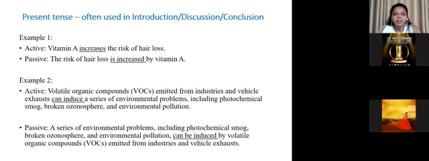Now what do you think, especially in a sentence like this? Is it okay to use both, or do you specifically have to use a passive sentence? It's your decision. You need to decide what you want to highlight.